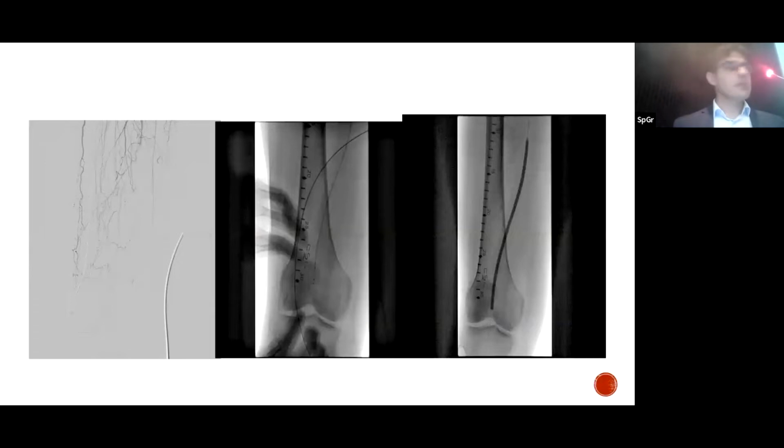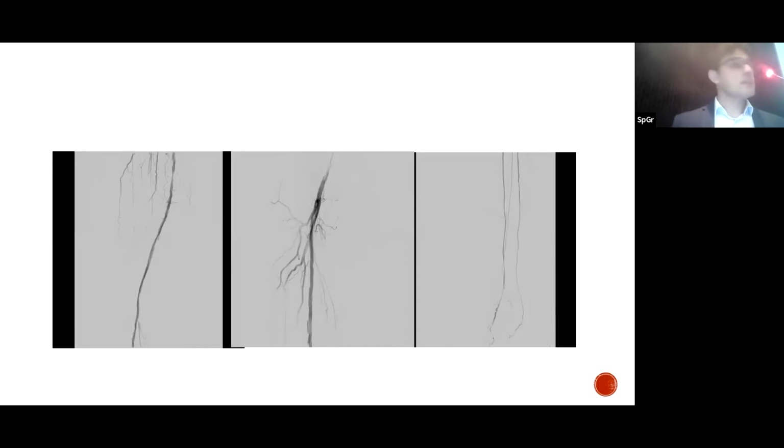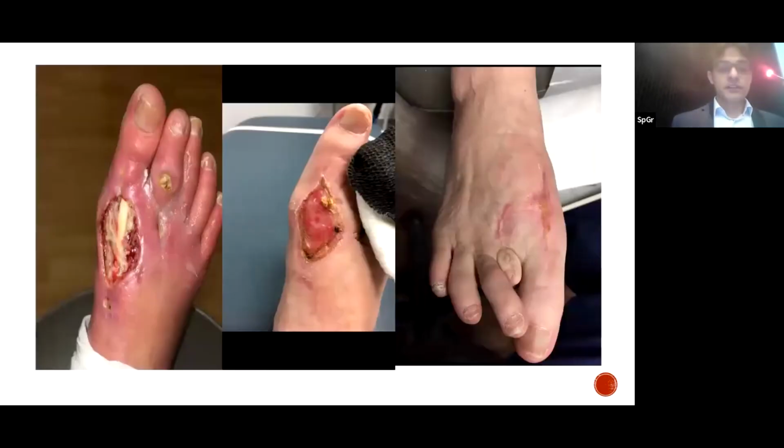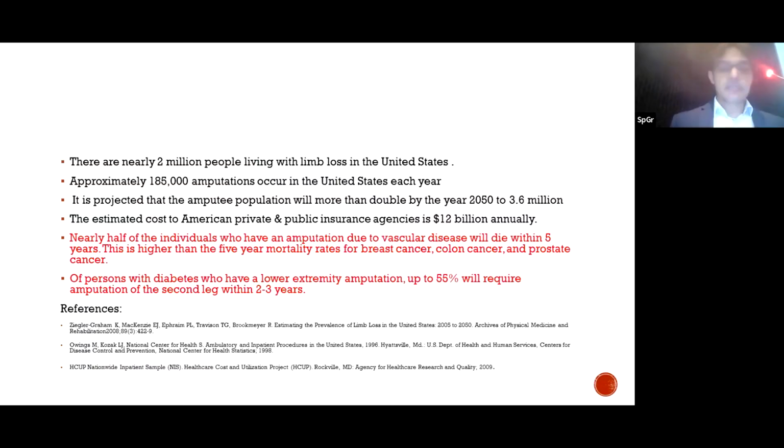So this lady, we did the angiogram on her, and she had complete occlusion of the distal SFA and POP. And we did a drug-coated balloon angioplasty on her. She got 3-vessel runoff after the case. And the same patient, instead of sending her for amputation, underwent aggressive wound care therapy, and she went on to heal this wound in a couple of weeks and months.